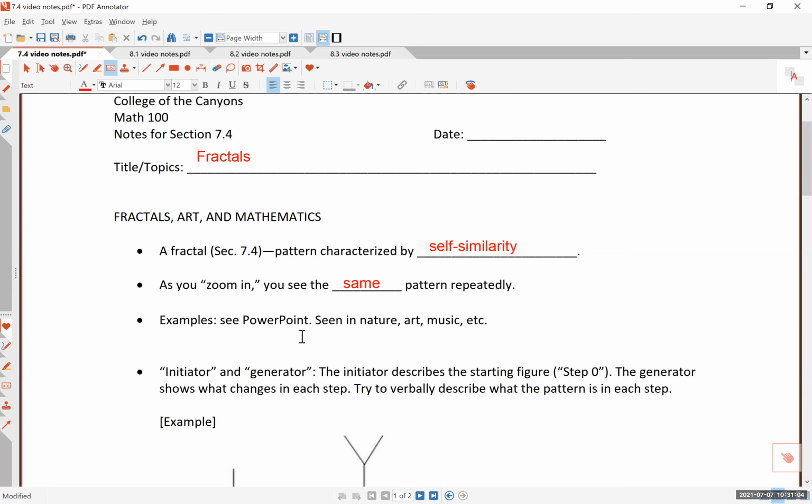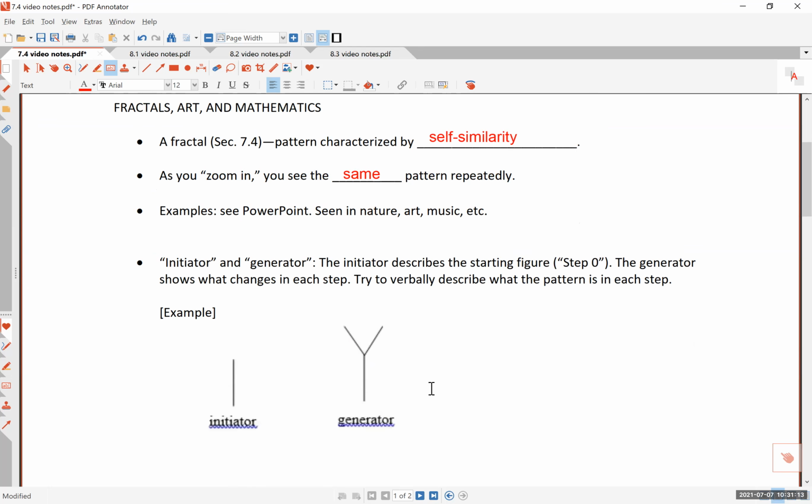Examples, and I showed you the PowerPoint, so you can see some of these fractals in nature and also in works of art and music. All right, let's examine this. You've seen this before. Okay, you see that initiator? Maybe I will show you how to do this, because you'll have to do this and show me your work in your homework and other places.